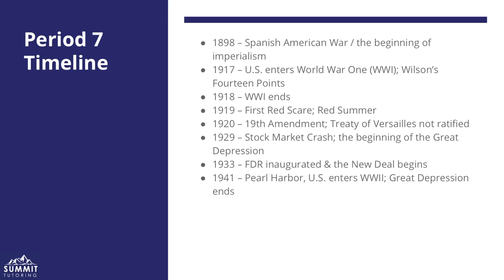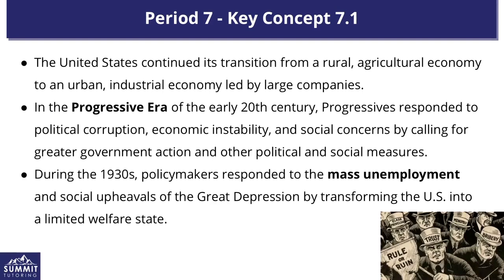Alright, so let's dive into period 7. So our first key concept here, we have the U.S. that's continuing their transition from a more agricultural economy to something more industrialized, right? We're going to see these large companies emerge that are going to start to build the foundation of large businesses and large amounts of employment and different opportunities that were going on here.